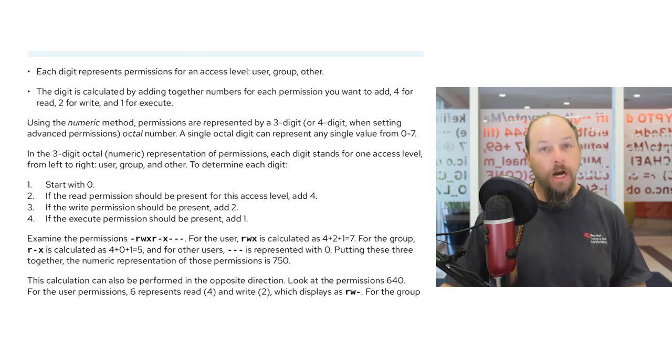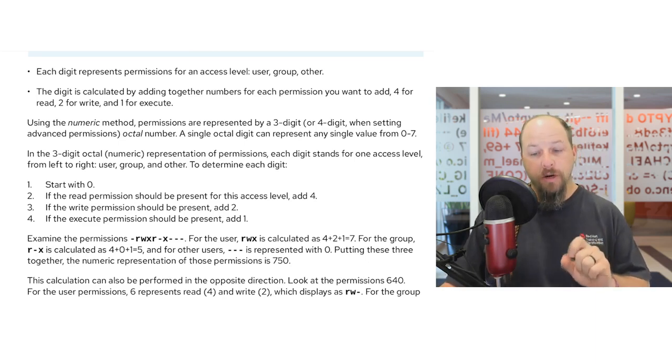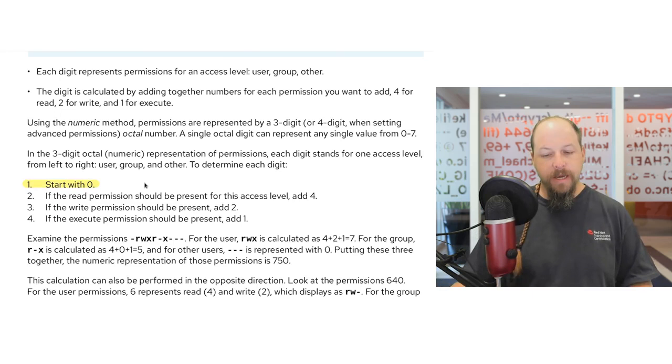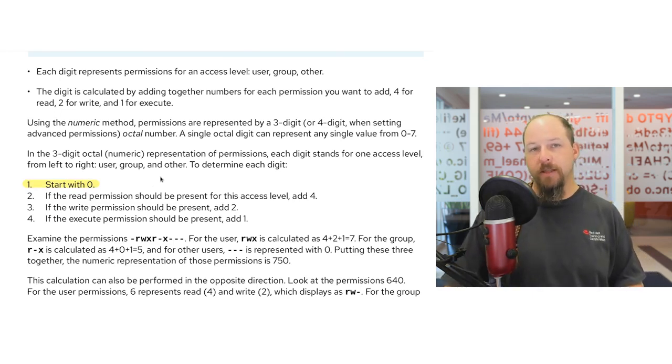In the 3-digit octal numeric representation for permissions, each of the digits we'll create stands for one access level: user, group, and other. In order to determine the digits, here's an easier explanation on how to do the math. Step 1 has us starting with 0. We'll then take the permissions for one of the groupings. In this case, we would start with user.